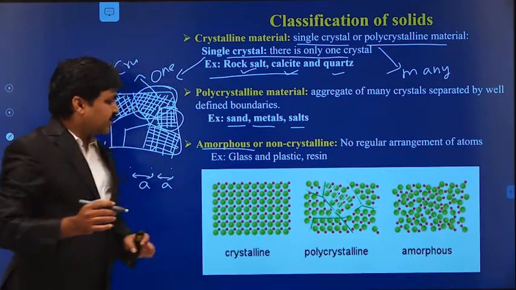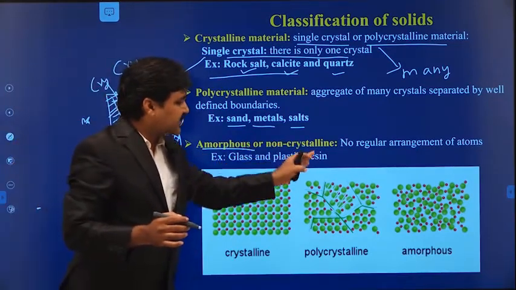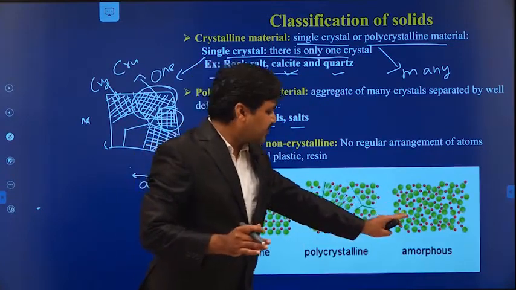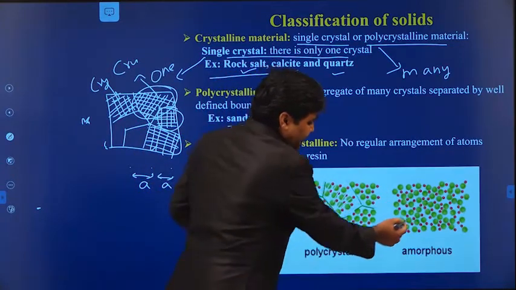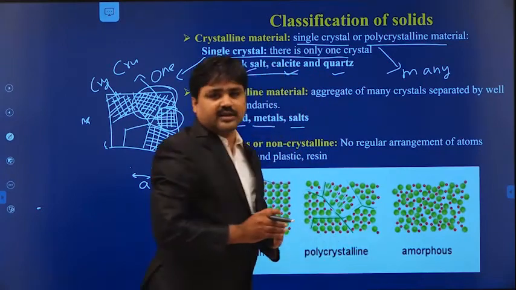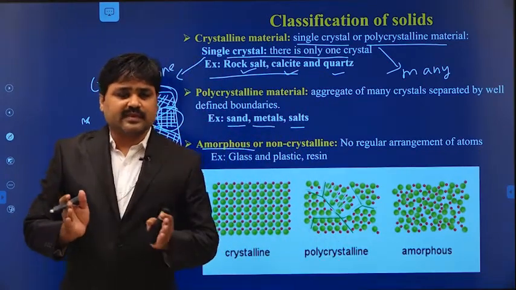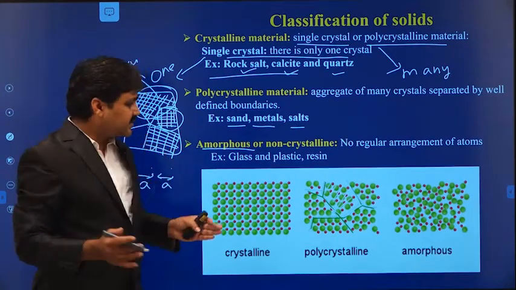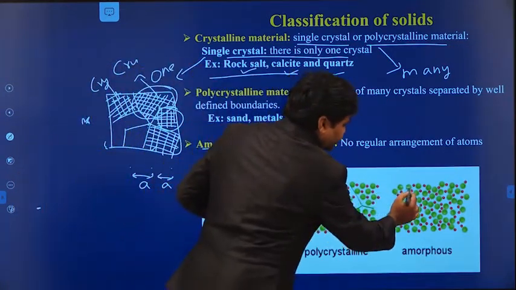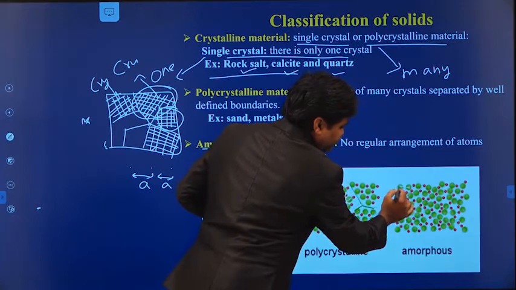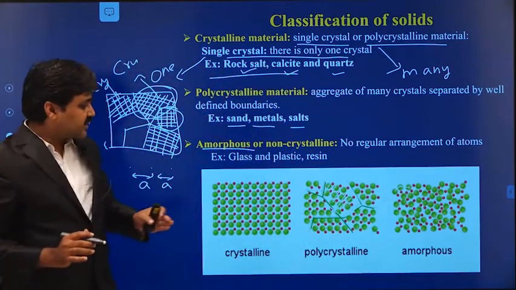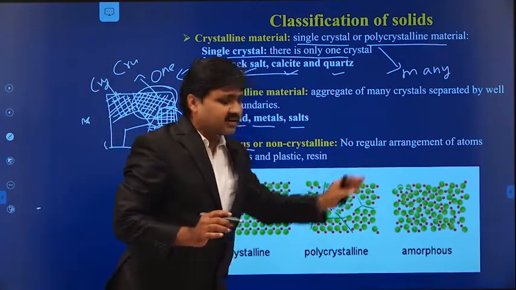Coming to the amorphous materials, or non-crystalline materials, there will be no regular arrangement of the atoms throughout the material. So in amorphous materials there will be no regularity and no periodicity. That means the separation between two atoms is not the same. If you take these atoms, the separation between these two atoms is different from the separation between these two atoms. These are called amorphous materials or non-crystalline materials.